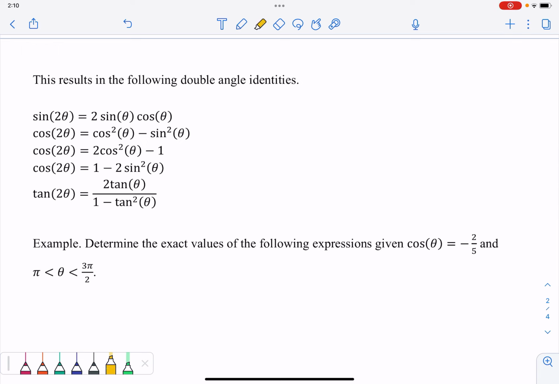So what that gives me is the following double angle identities. You'll see that here's the one that we found for sine. We have these 3 different ones for cosine, but again, they're all equivalent, so they'll all give you the same thing. And then the last one we found for tangent.